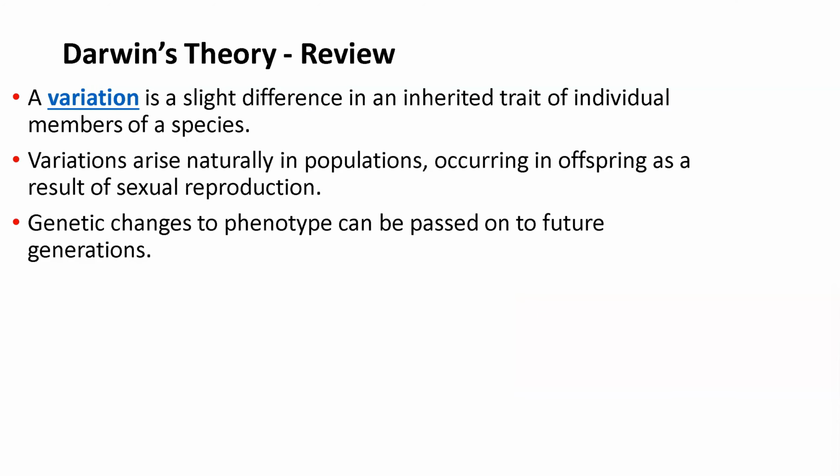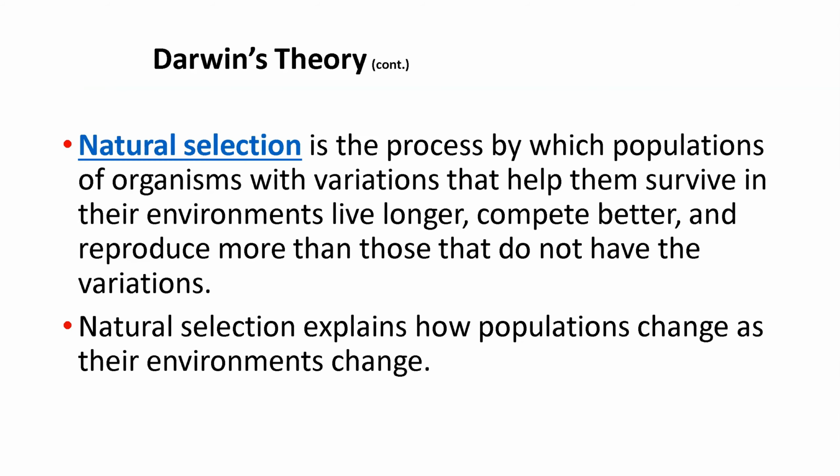So let's just review briefly. A variation is a slight difference in an inherited trait. Those variations are based on DNA. Genetic changes lead to this. Natural selection, of course, more young are produced than can survive. There's a struggle for survival. They will compete, and the most fit ones will win, live, and pass those genes on to the next generation. Natural selection explains how populations change as their environments change.